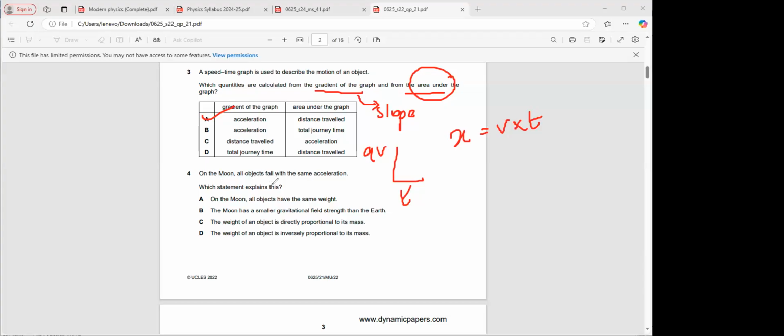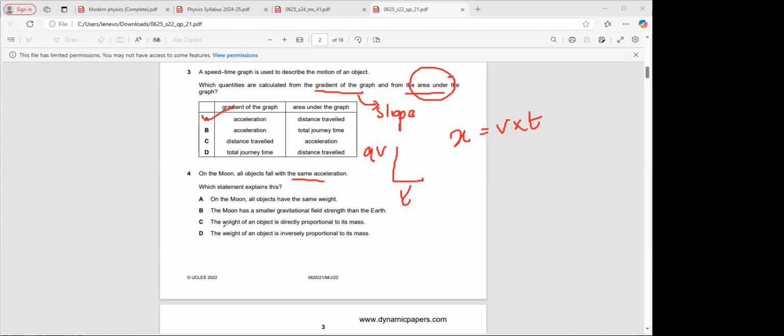On the moon, all objects fall with the same acceleration. Which statement explains this? On the moon, all objects have the same weight. The moon has a smaller gravitational field strength than Earth. The weight of an object is directly proportional to the mass. And the last one says that the weight of an object is inversely proportional to the mass. It's C.